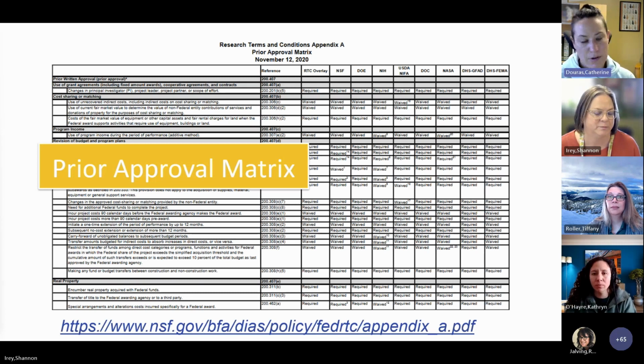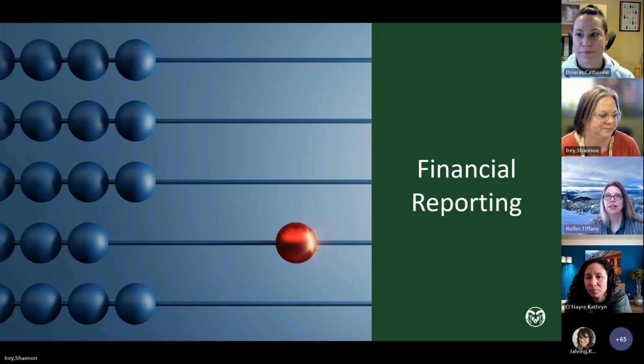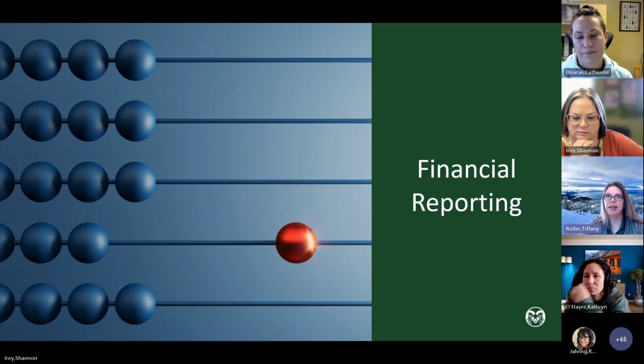I know we have time at the end, but if there are any questions about the prior approval matrix and expanded authorities, I'm happy to take those now. All right. We're going to head into some reporting and closeout topics.